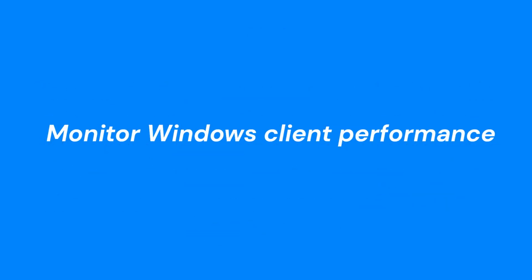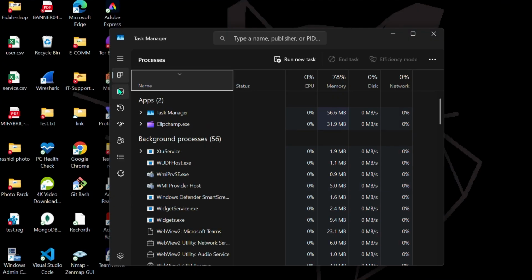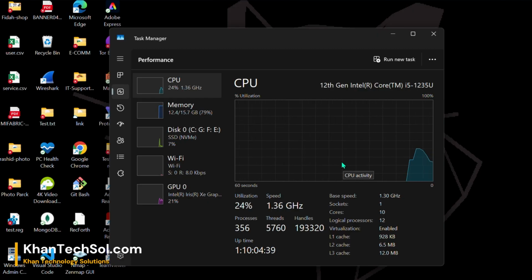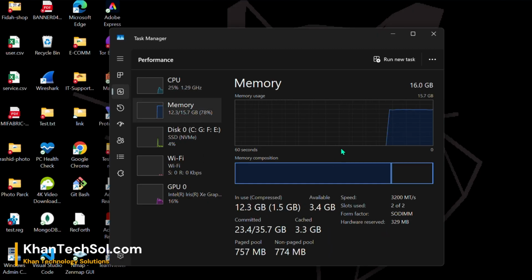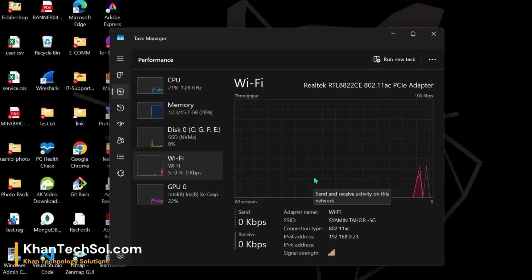Monitor Windows client performance. Task Manager. You can use the Performance tab in Task Manager to help to identify performance problems. The Performance tab displays a summary of CPU and memory usage and network statistics. Generally, you might consider using Task Manager when a performance-related problem first becomes apparent.